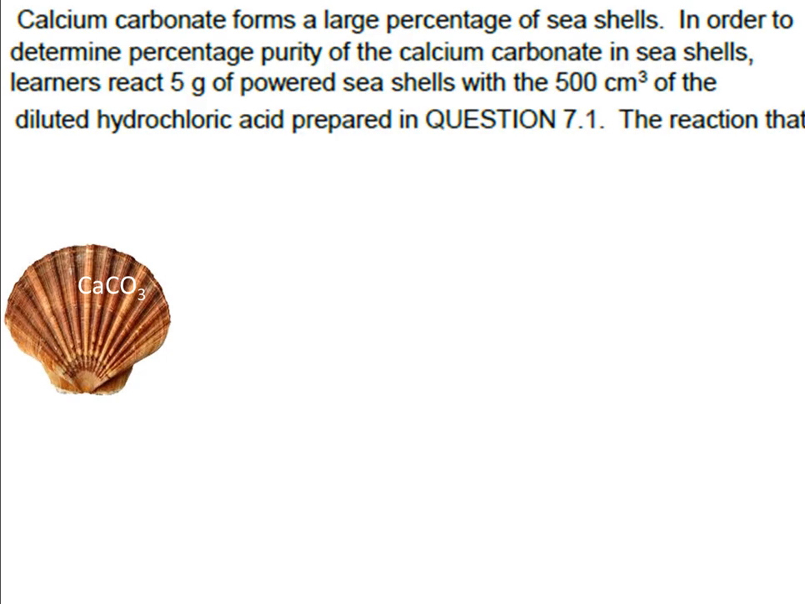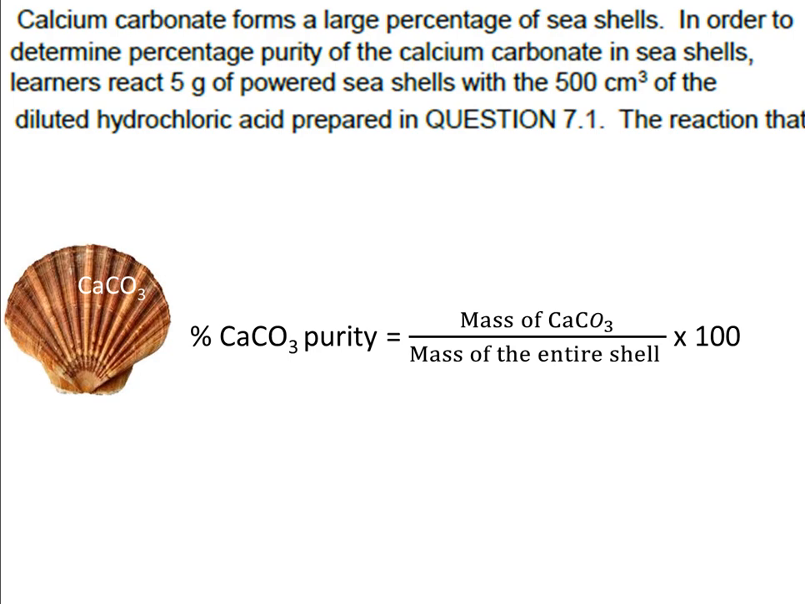Seashells are made largely of calcium carbonate, but they don't consist only of calcium carbonate. They also consist of other chemicals which we could call impurities if we wanted to. This question asks us to find out what fraction of a certain sample of seashells is calcium carbonate. In other words, what is the percentage calcium carbonate purity of these shells?